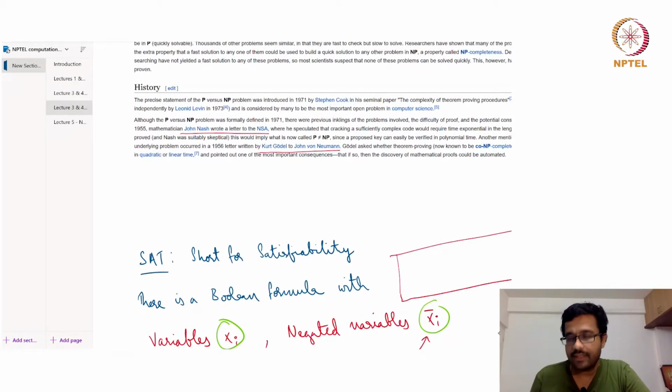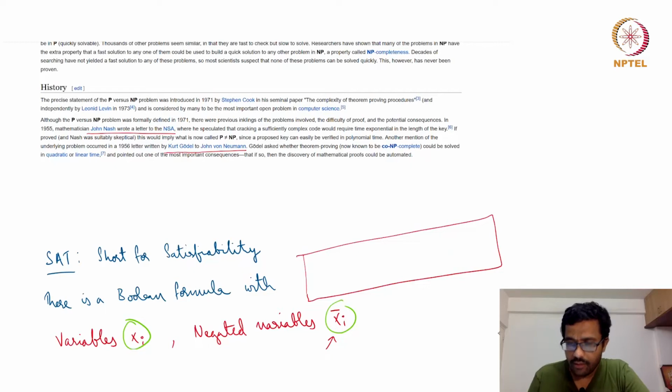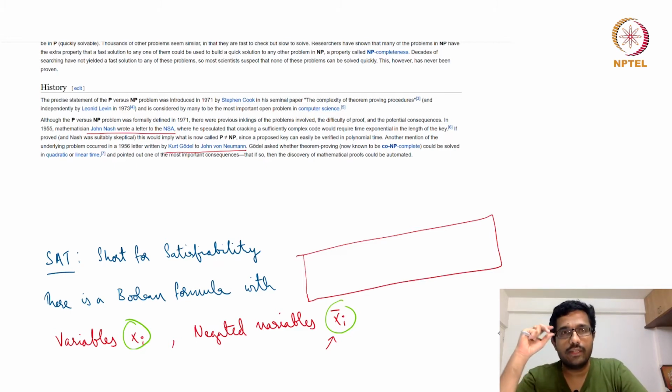So today we will see one more canonical example of a problem in NP, followed by another characterization of NP. We learned that NP is the class of all languages that can be decided by non-deterministic polynomial time Turing machines. So today we will see another characterization for that.